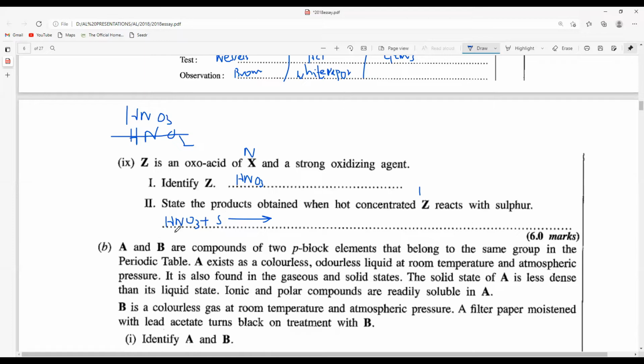So sulfur with HNO3, since this is a very, very strong oxidizing agent, the sulfur will be automatically converted to H2SO4. That is one of the products that you can expect here. And the other product is from NO3, so it will be NO2. And finally, water. Okay, so you just need to write down these three products. You don't have to even write down this equation. So that is it.